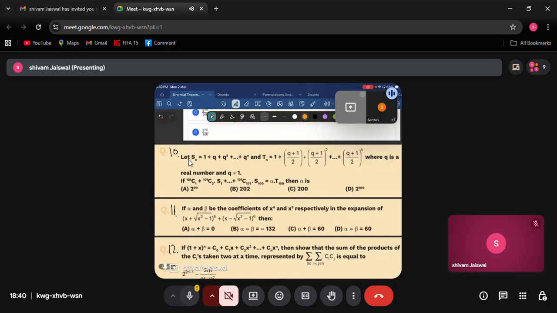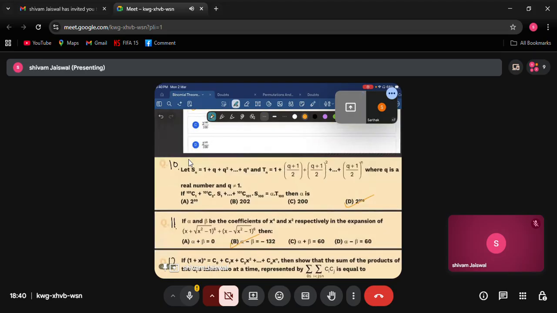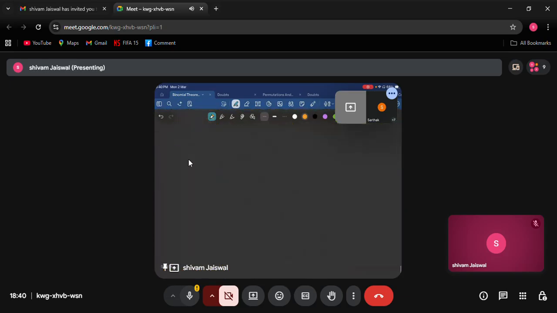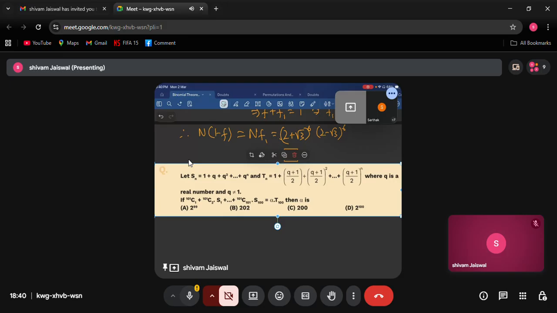Next, this one, the answer is 2 to the power 100, option D. Over here, option B. Alpha minus beta is equal to minus 132. 10. Okay, I'm solving this out. Okay, this is number 10.